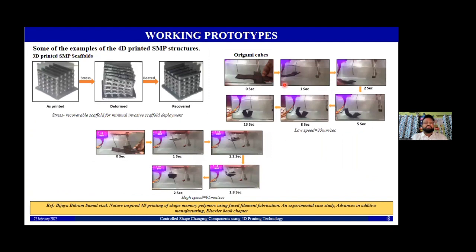So these are some of the working prototypes that I would like to show, so that we can know what the future applications of this kind of technology are. So here we have printed a wood pile structure scaffold, which we can provide a stress so that it will deform, and when heated it can recover. So these scaffolds are generally used for bone tissue engineering, for a replacement for the bone.